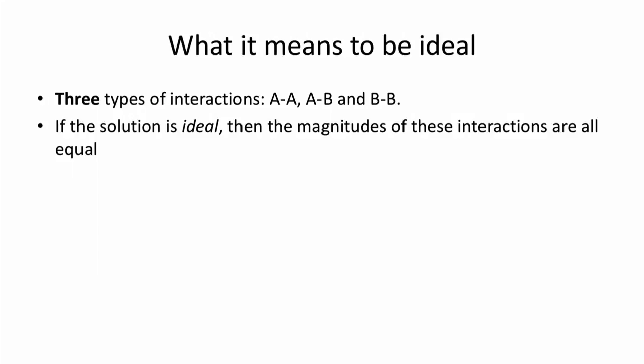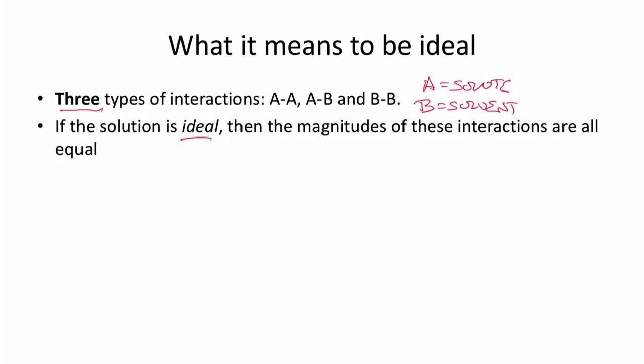So I used the word ideal earlier. What exactly does it mean to be ideal? Well, you saw earlier there are really three types of interactions: between the solute and the solvent, between the solute and the solute, and between the solvent and the solvent. Let's just use letters like A and B. It doesn't really matter which is which, but let's say A is the solute and B is the solvent. These are my three interactions.